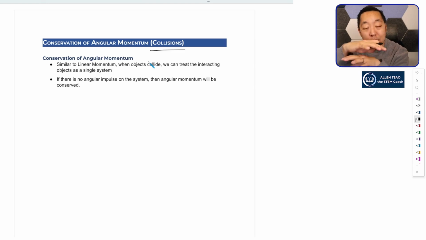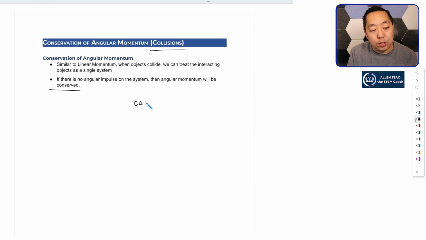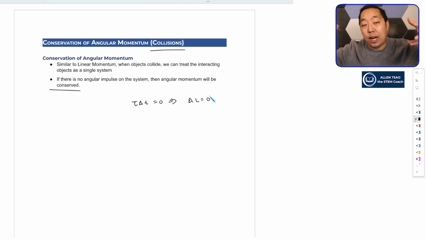So as long as there's no other external torques, then the angular momentum will be conserved, because we'll just say the angular impulse will be 0, and that implies the change in angular momentum will be 0. So that's just like we did it with linear momentum. We group the two objects that are interacting or colliding as part of the system, and as long as there's no external torque, then there's no change in angular momentum. So let's take a look at some examples of how we apply that.